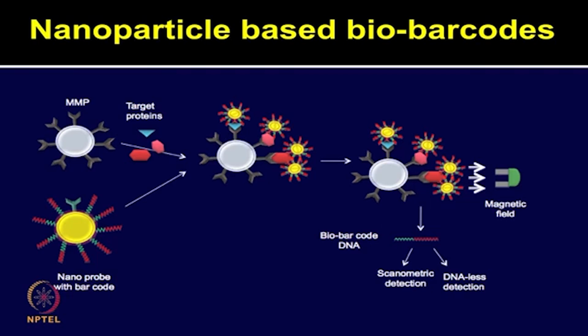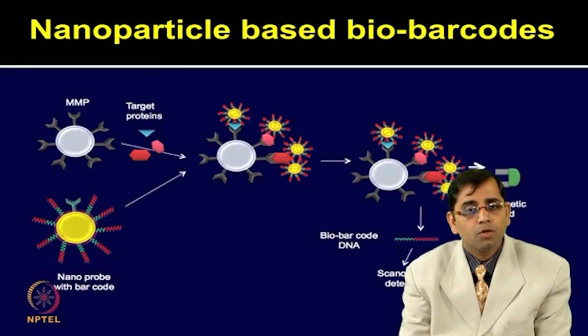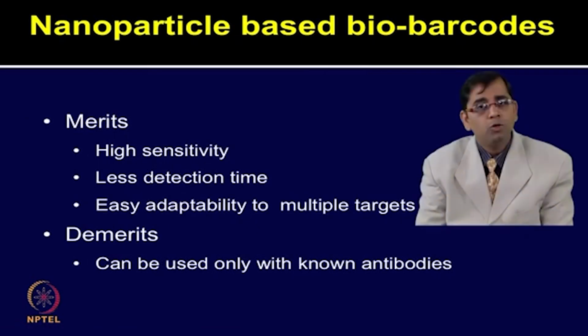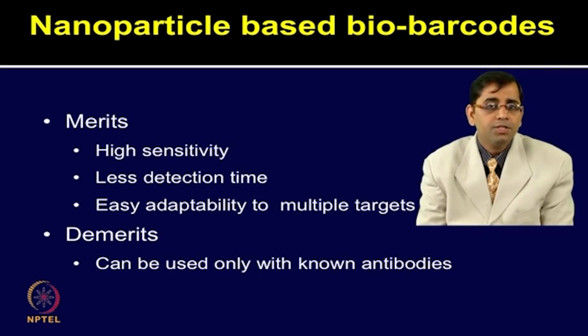The nanoparticle based biobarcode has increased the detection limits down to the attomolar range. The liberated oligonucleotide barcodes can be identified on a microarray surface by scanometric detection as well as using conventional fluorophores. The nanoparticle based biobarcodes offer various advantages. The merits include high sensitivity, less detection time, and it can be easily adapted to multiple protein targets.